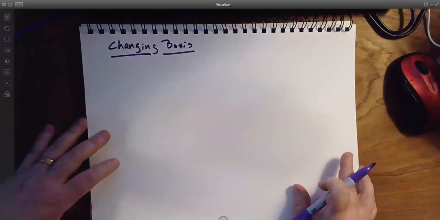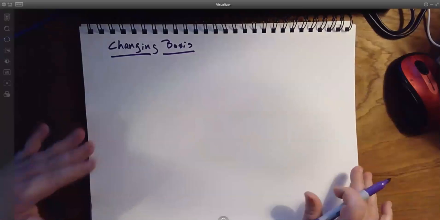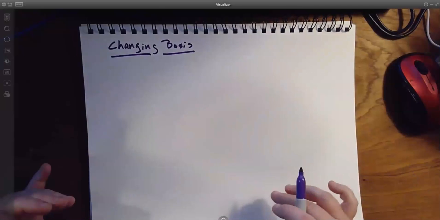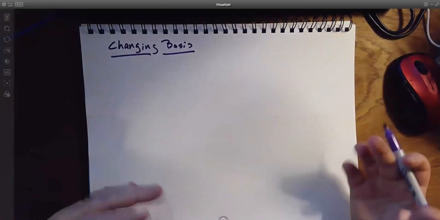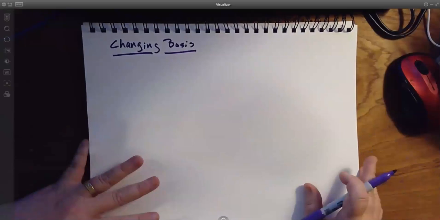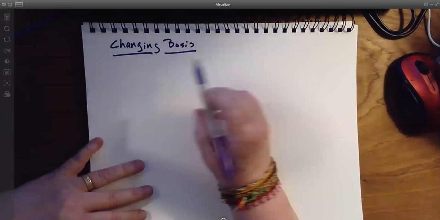So it's really nice if we can write transformations in terms of a basis that will give us a triangular matrix. We're not going to go into a lot of detail about that before the test, but I do want to talk about changing basis real quick.